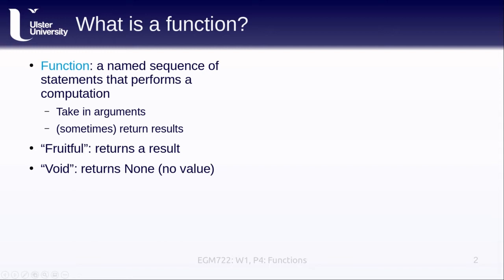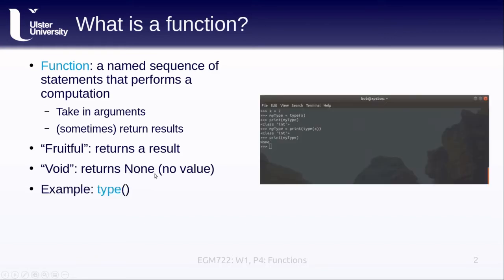And if it doesn't return a result, it is known as a void function, and it returns something called a None type or a None value. And this is corresponding to null that you might be familiar with from other programming languages. So this is not a string "None", this is an actual value called None. We've seen one example already, type. So this is a function that takes in an object as its argument, and it returns the type of that object as its result.